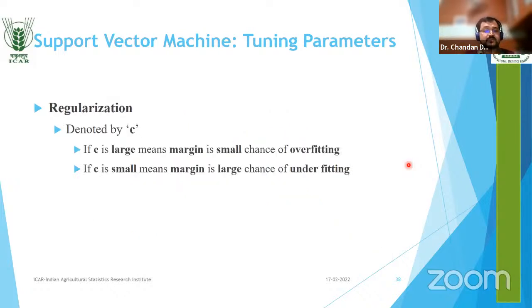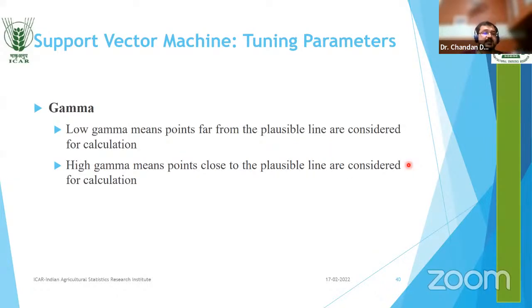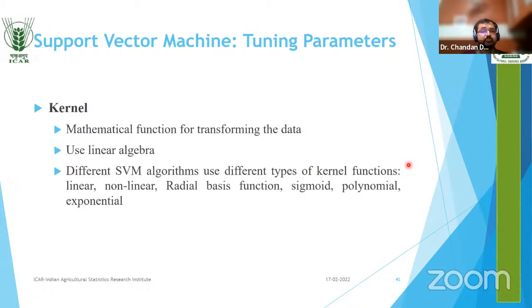So this is the regularization, and the gamma I have mentioned. I have told you that this gamma and the kernel both give the classifier non-linearity. Whenever a non-linear situation is there, the kernel and gamma are used to cope with that situation.